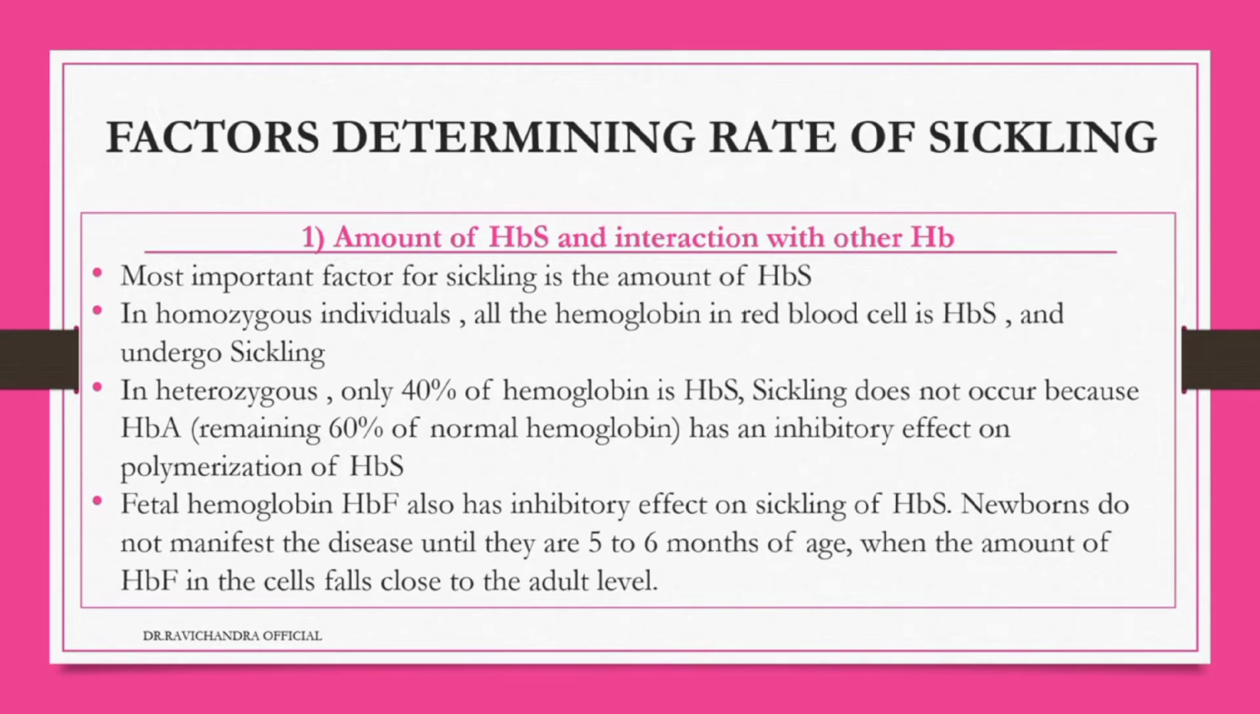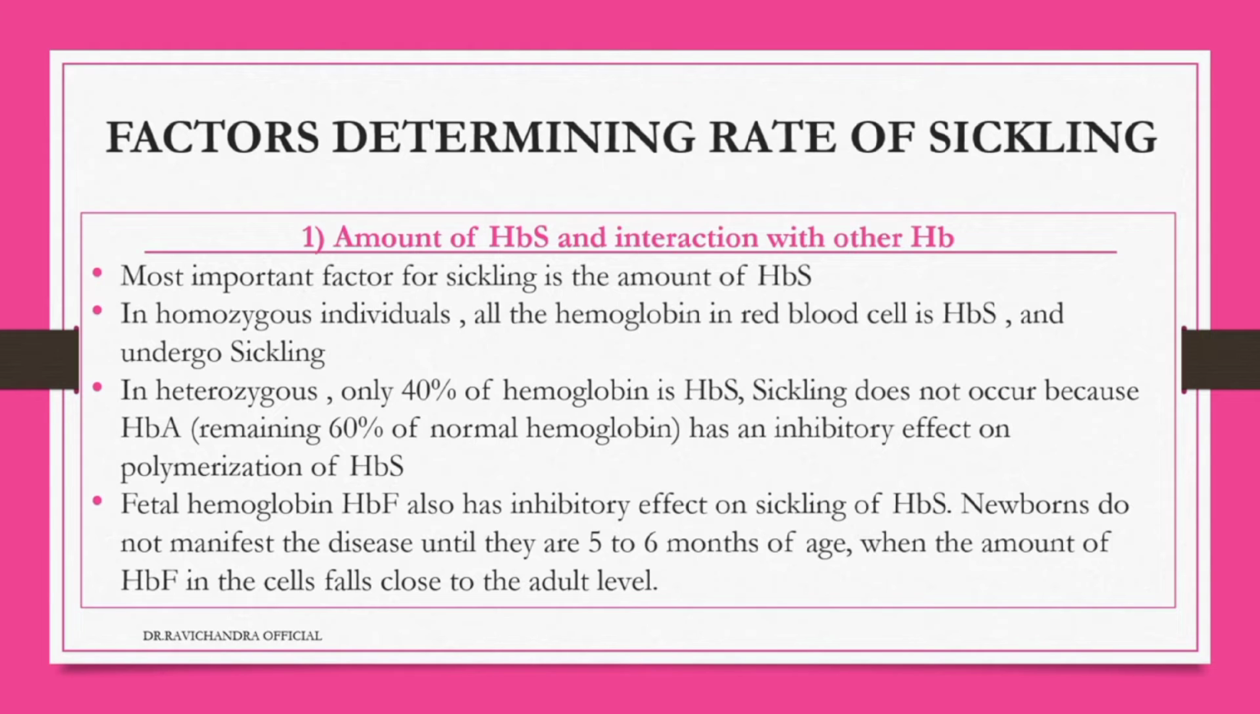Amount of HbS and interaction with other hemoglobins. The most important factor for sickling is the amount of hemoglobin S. In homozygous individuals, all the hemoglobin in red blood cells is hemoglobin S and undergoes sickling. In heterozygous conditions, only 40% of hemoglobin is HbS. Sickling does not occur because HbA, which is the remaining 60% of the normal hemoglobin, has an inhibitory effect on polymerization of the HbS. Fetal hemoglobin also has an inhibitory effect on sickling of hemoglobin S.